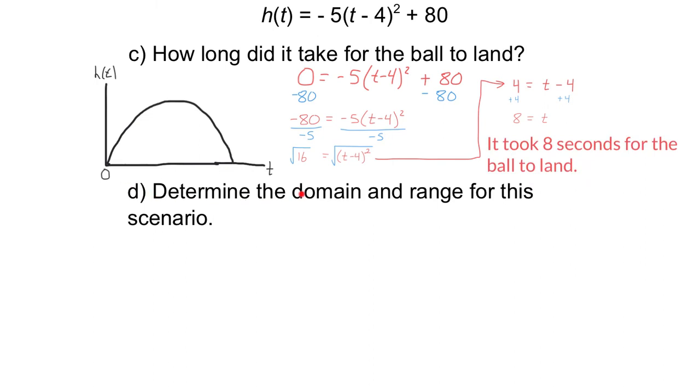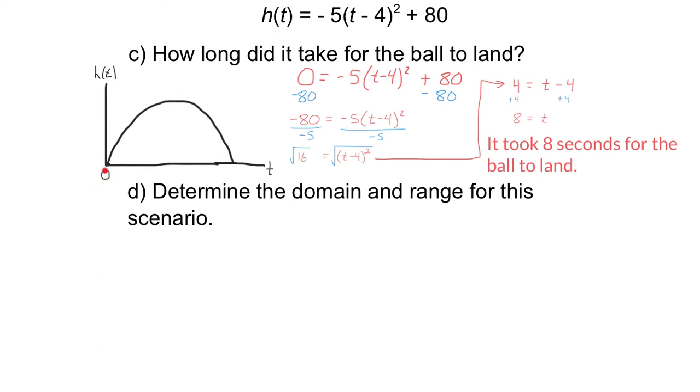Last question, determine the domain and range for this scenario. Okay, if you took this equation and put it into a graphing calculator, it would make a graph that looks like this, except the parabola, the curve, would continue on down and down into the negative values for y. But the question says determine the domain and range for this scenario. Well, the scenario is the ball being kicked. So it doesn't make sense for this curve to go into negative height values.